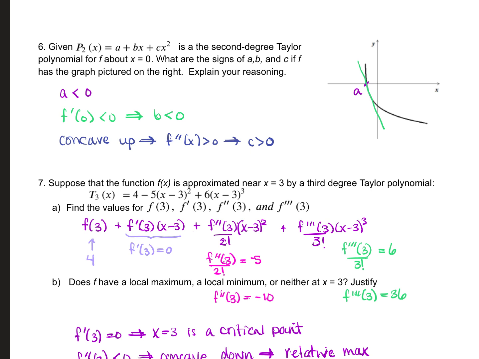Okay, some of the kind of funky problems. So here it says they gave us a P2 Taylor polynomial. I guess it's Maclaurin because it's centered at 0. Second degree Taylor, centered at 0. We want to know the signs of what A, B, and C are. So let's remember what a Taylor polynomial looks like. It would be f of 0 plus f prime at 0 x plus f double prime at 0 x squared over 2 factorial. So the first thing we're looking at, f of 0 is going to be the constant A.